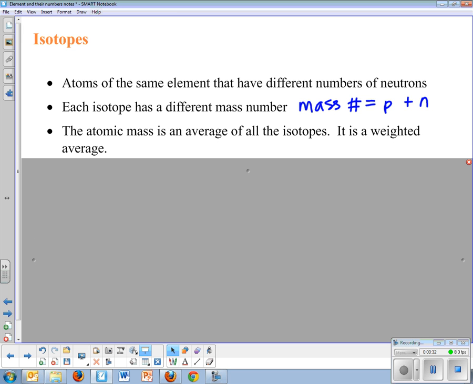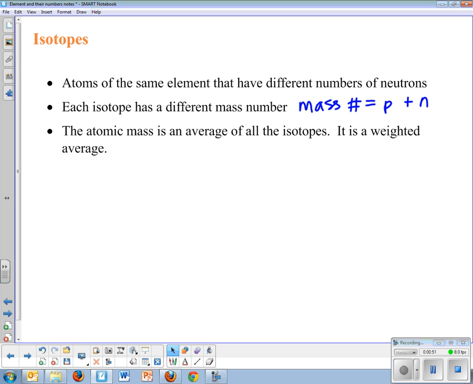Now, on the periodic table, you have the atomic mass or the atomic weight, and that's an average of all the isotopes, an average of all the mass numbers. The reason it's a decimal is that it's a weighted average. What that means is it takes into account how many of each type of isotope you have. So, for instance, carbon has 3 main isotopes.